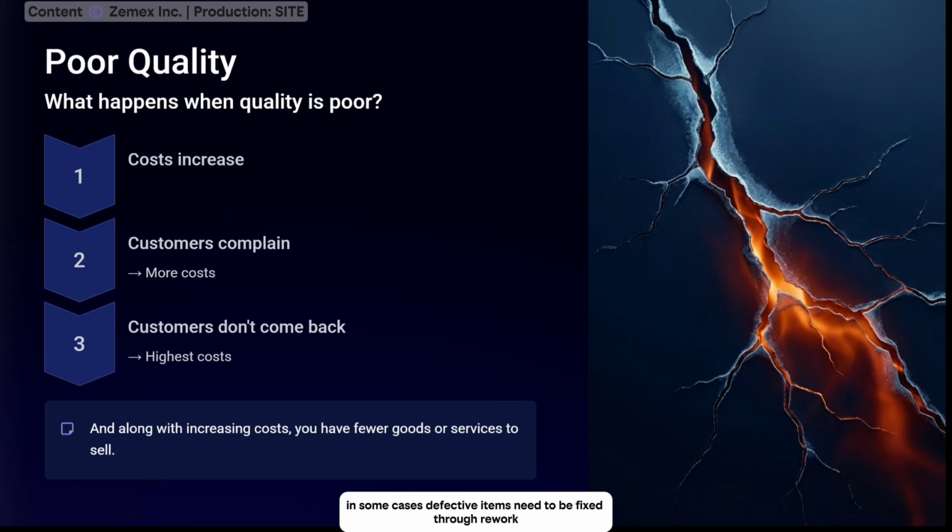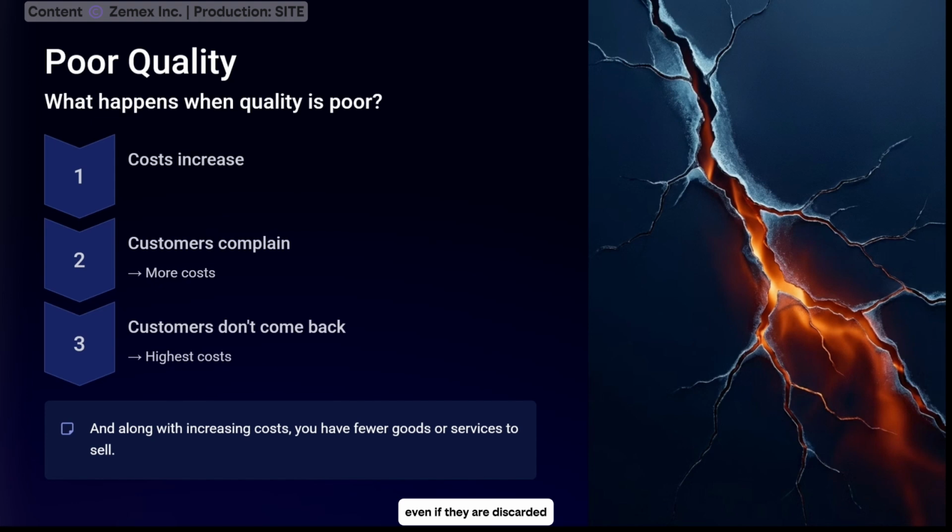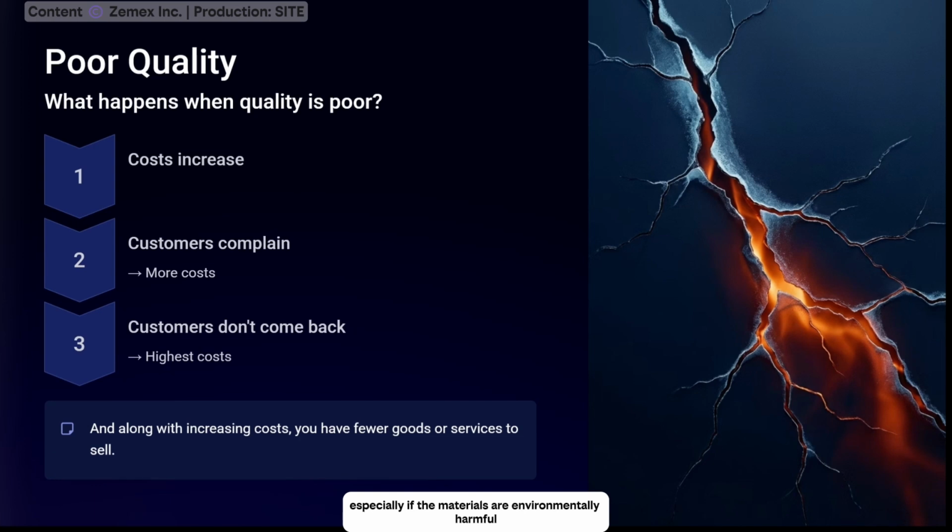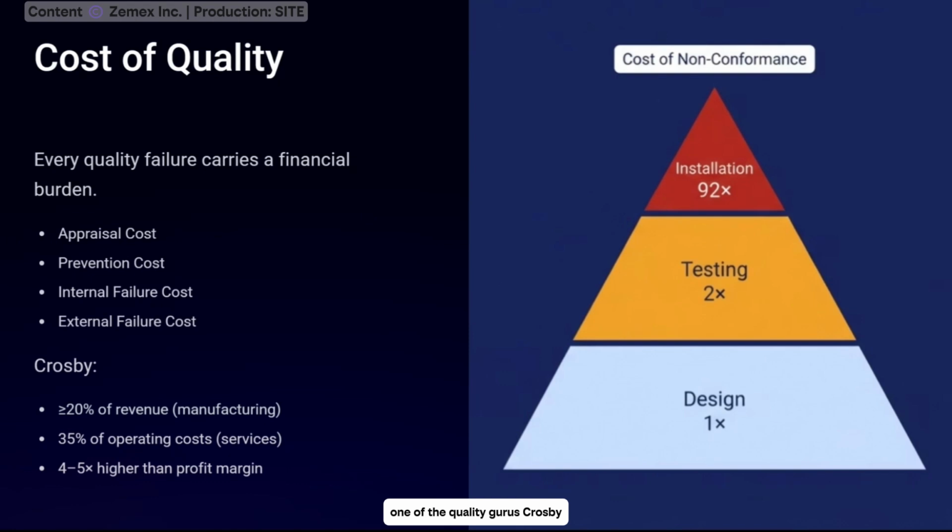In some cases, defective items need to be fixed through rework. Even if they are discarded, there may still be recycling or scrapping costs, especially if the materials are environmentally harmful. One of the quality gurus, Crosby, reported that at least 20% of revenue in well-run manufacturing companies and 35% of operating costs in service companies occur because of quality issues, based on industry data.